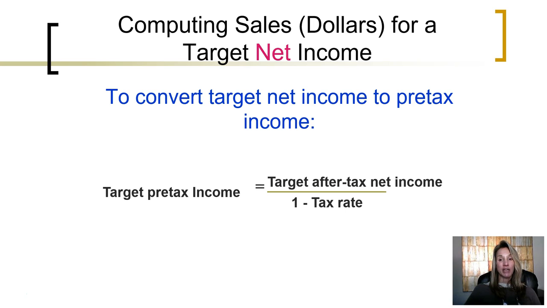To convert target net income to a pre-tax amount of income, we're going to take the amount of the after-tax net income and divide by the company's tax rate subtracted from 1. The target after-tax net income divided by 1 minus the company's tax rate.